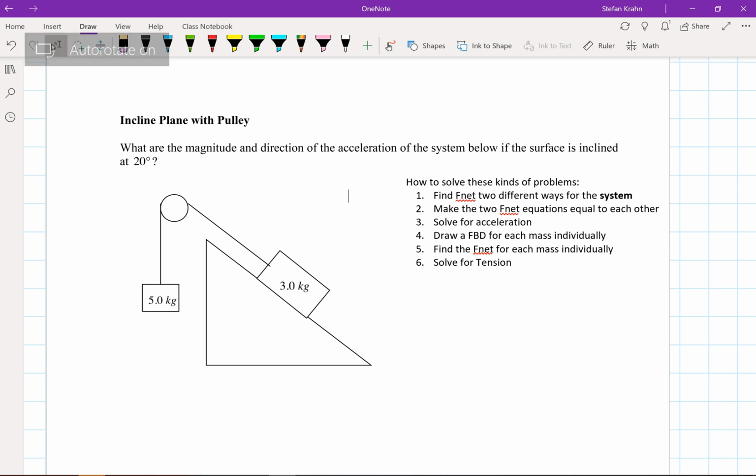Alright, this video has a modified Atwood machine where one mass is hanging and one mass is on an incline. Okay, so it looks kind of complicated. It is a challenging question, but we'll break it down into its pieces and we'll go from there.